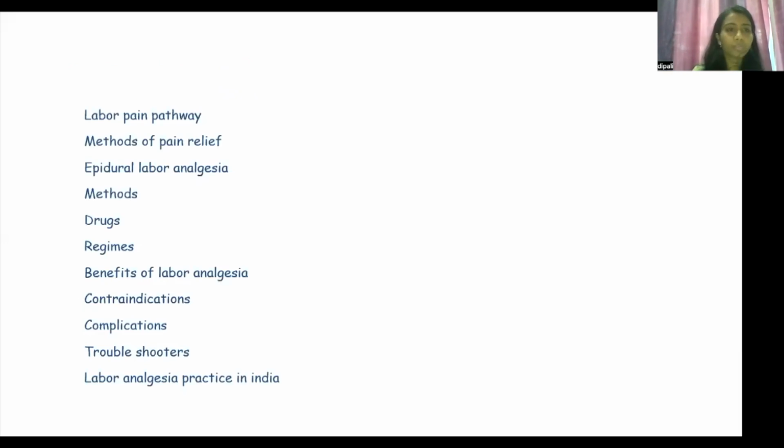We are going to cover the following points in this lecture: labor pain pathway, various methods of labor pain relief, details about epidural labor analgesia, various methods of providing it, drugs used in it, various drug regimens used for labor analgesia, benefits of it, certain complications and contraindications, and some troubleshooters in providing this service. And finally, the labor analgesia practice in India.